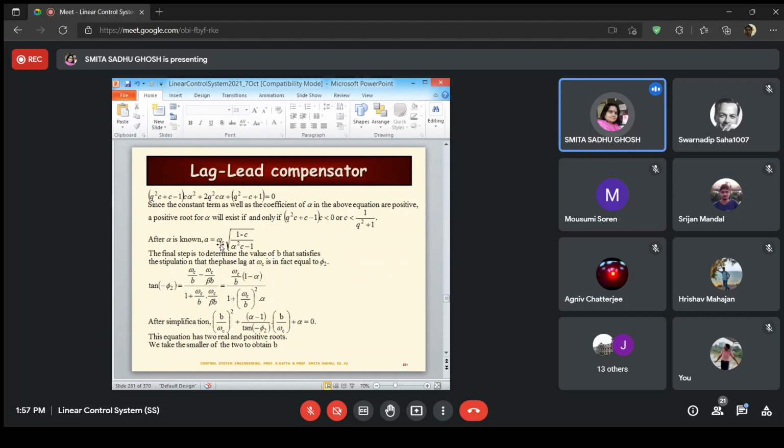Phi 2 is given over here. So tan of phi 2 is equal to this, and from there another quadratic is framed. From here we can actually find the value of B.